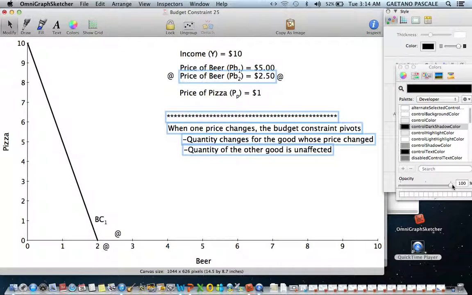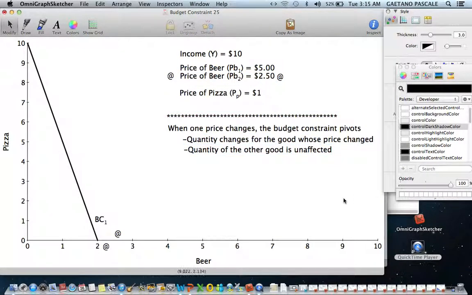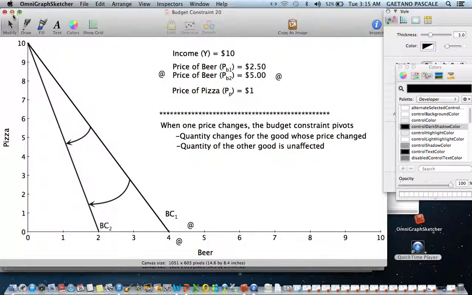And let me bring this up. That looks pretty much the same, doesn't it? What did I mess up here? That's 2.5 and 2.0.